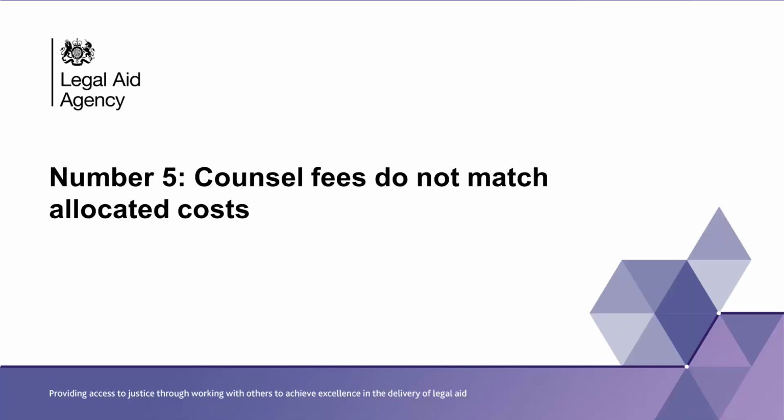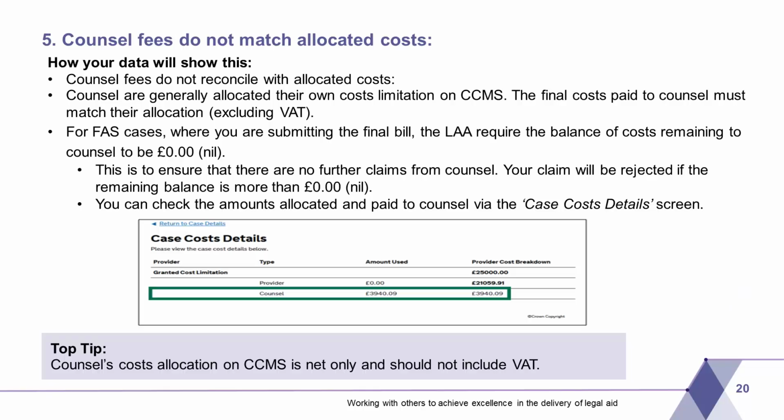Our fifth reason is council fees do not reconcile with allocated costs. This is covered at slides 20 and 21. Council are generally allocated their own costs limitation on CCMS. The final cost paid to council must match their allocation. The cost allocation is net, so it excludes VAT.